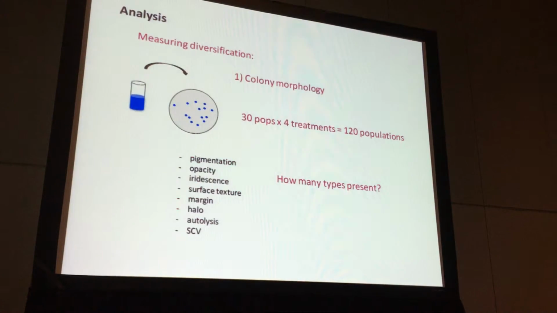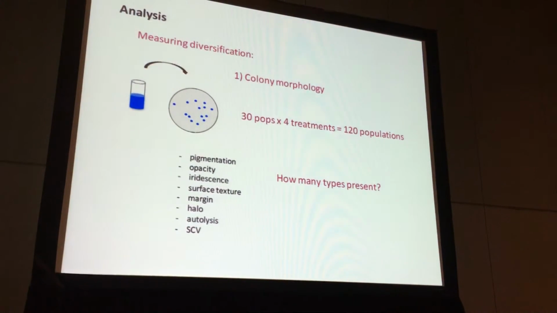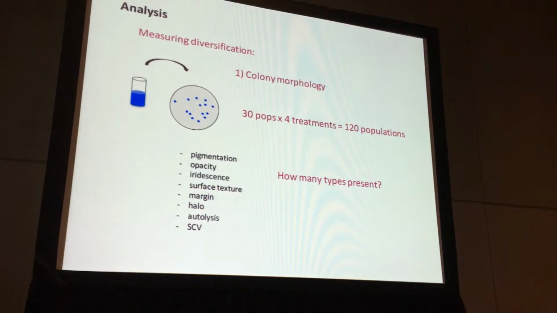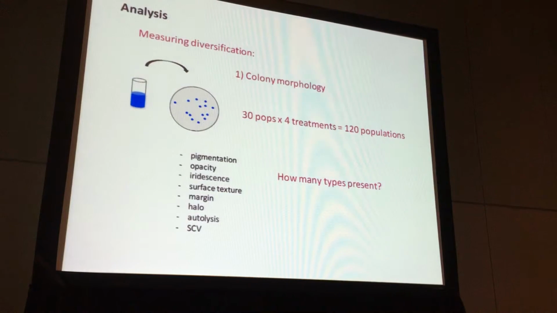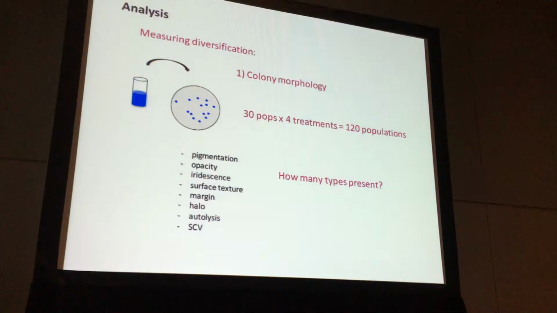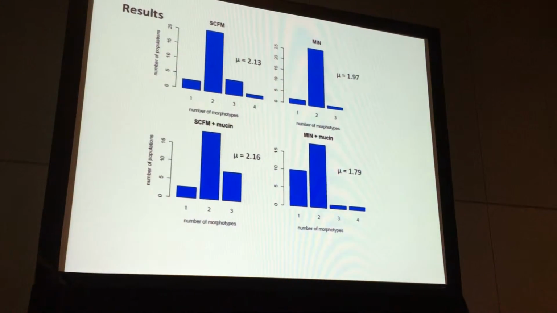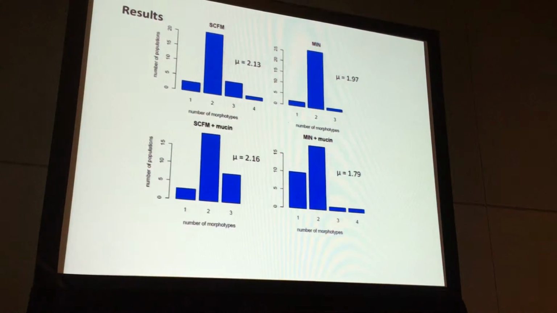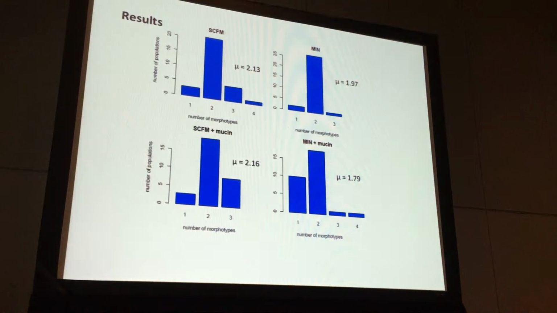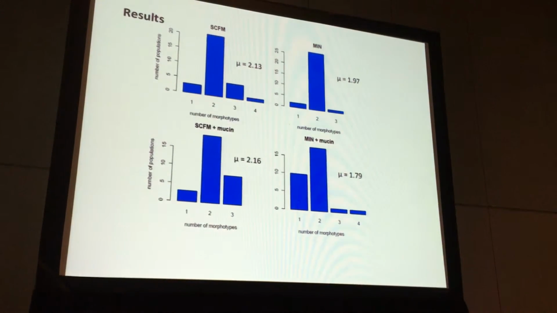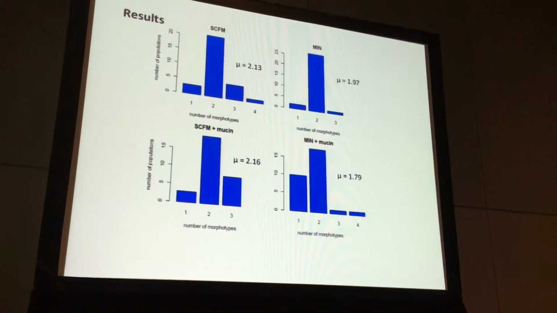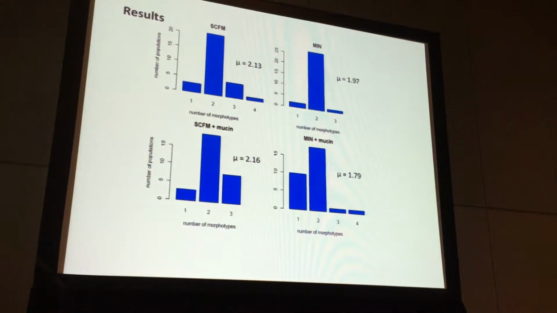I'll talk about the first one first, as you do. I scored the types that were present based on these criteria here: pigmentation, opacity, iridescence, etc., and asked in these populations, okay, after adaptation, how many types are present? This is what I found. In a large majority of my populations, there were about 2 types present. A handful had 1, a handful had more. This is all 30 populations within each treatment.